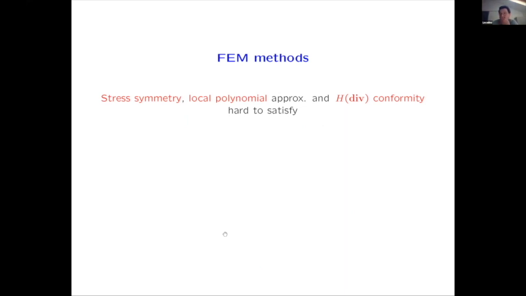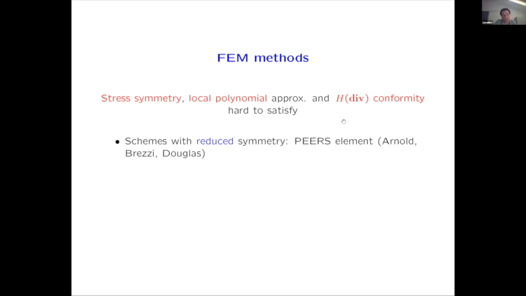such a problem, the Hellinger-Reissner formulation, then you have to fight against three conditions that altogether are very hard to satisfy. This means that if you insist that your finite element method must have a symmetric tensor for stresses, must be a local polynomial, and must have an H-div conformity, well, it's not easy to find the method. Of course there are alternatives.